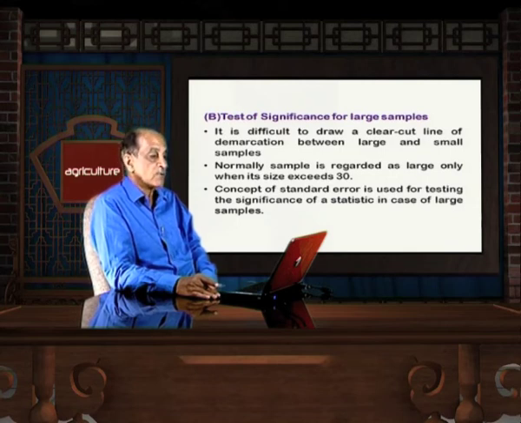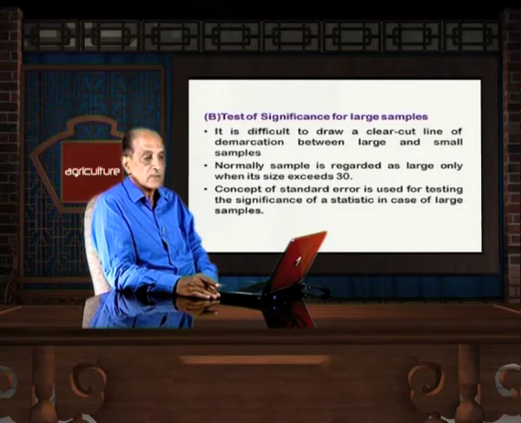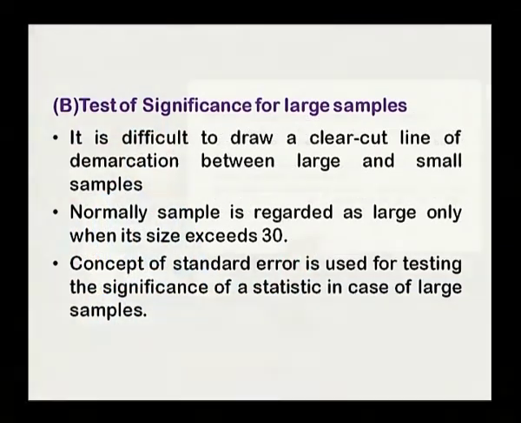Now, second is test of significance for large samples. First of all, we should know what are large samples. A sample consisting of more than 30 items is considered a large sample. It is difficult to draw a clear-cut line of demarcation between large and small samples. Normally, a sample is regarded as large only when its size exceeds 30.